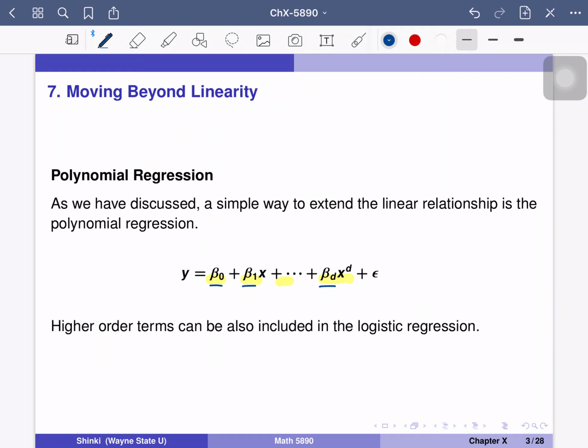Higher order terms can also be included in logistic regression. Remember that in logistic regression, we model the probability that y is equal to 1. Here, y is a binary response variable, either 0 or 1. In the usual logistic regression model, we express this probability as some function of beta naught plus beta 1 x, but we can also put in some additional terms. In logistic regression, since this is already a probability, we don't have any error term here.